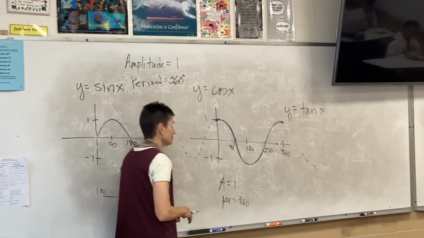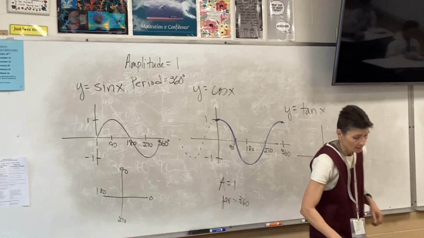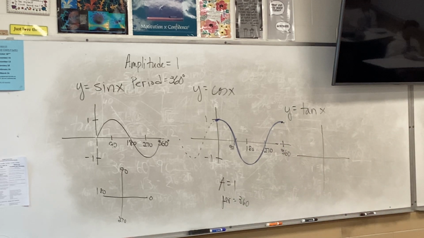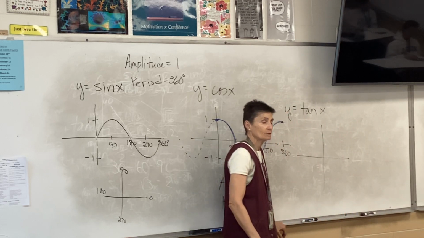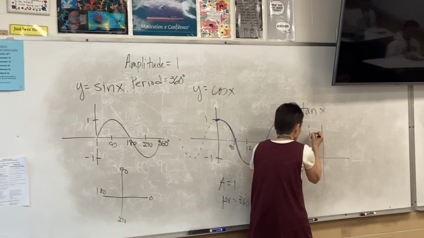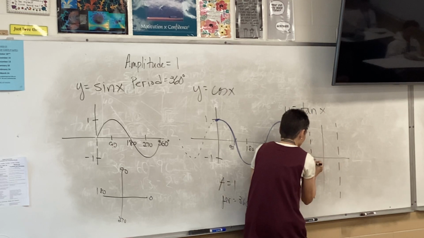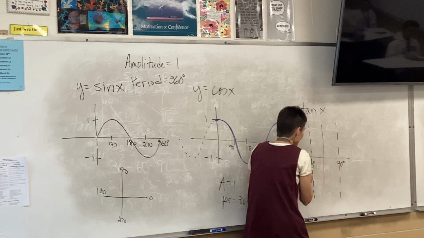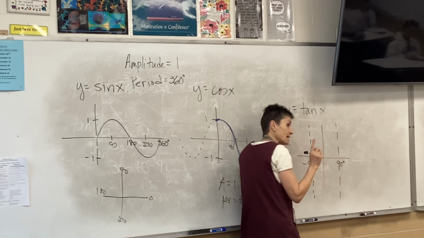The tangent is a whole different animal. Do you remember, well, I don't know because you didn't watch the video, but sometimes the tangent is undefined. Remember that? Whenever the tangent is undefined, it has a vertical asymptote. So the picture of the tangent that you are required to know is this. At negative 90 and 90, here's the origin. So this is negative 90 and 90. There is an asymptote. The tangent is undefined.